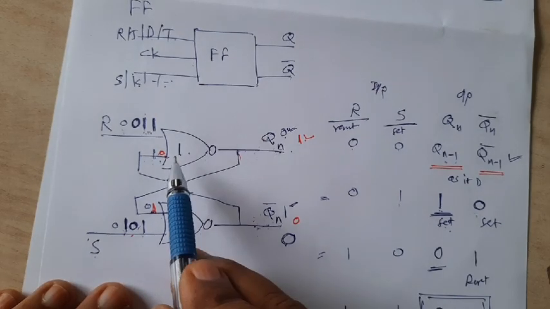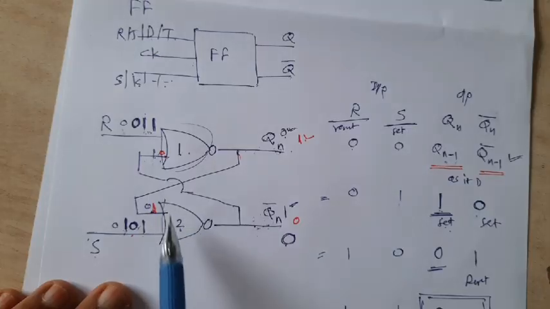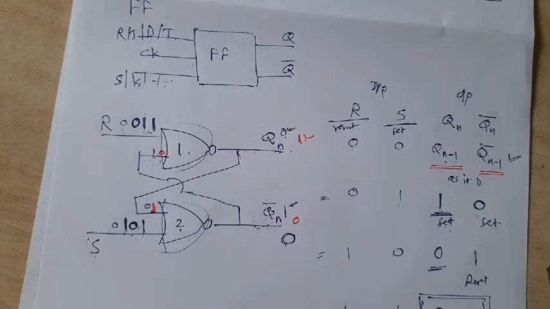Now can you replace this NOR gate by NAND gate and prepare a similar truth table? Let it be homework for you. Next time we will discuss that.